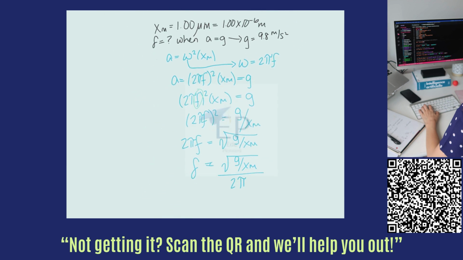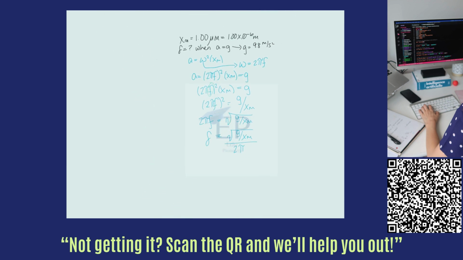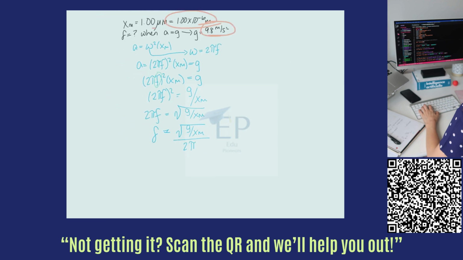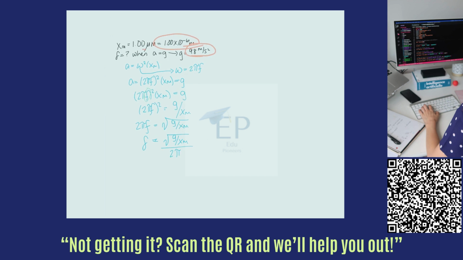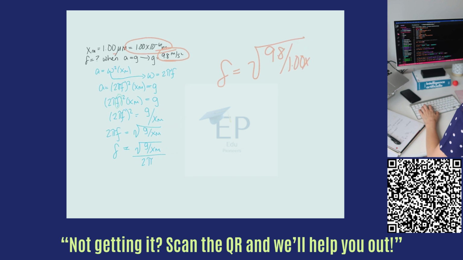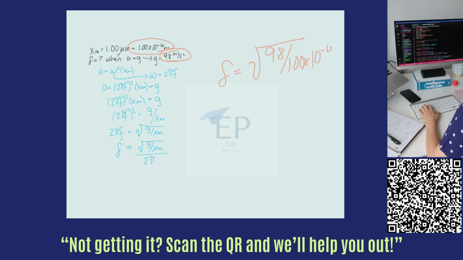Now we can plug our known values into this equation. If we look back up here, we see that our amplitude is 1.00 times 10 to the negative 6 meters, and our gravity is 9.8 meters per second squared. So substituting those two values in, we have frequency equals the square root of 9.8 divided by 1.00 times 10 to the negative 6, divided by 2 pi.